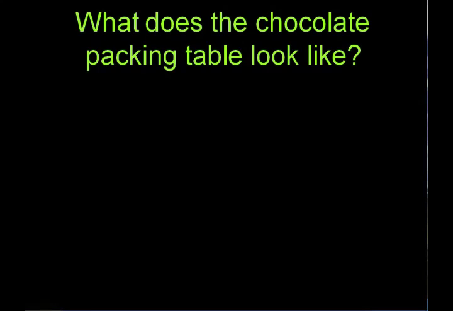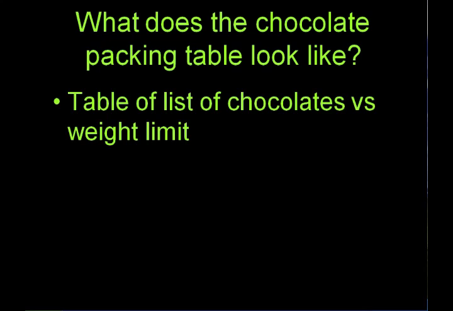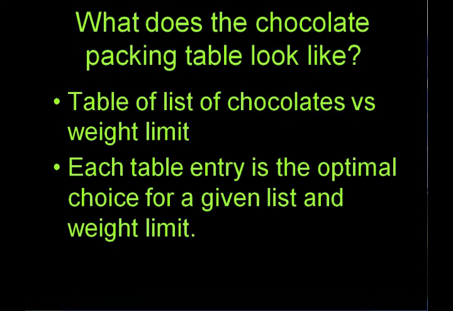So in chocolate packing, you can flip it around, but one column will be the types of chocolates you can choose from, and one will be the weight. So it's a table of list of chocolates versus weight. Each entry in the table represents the optimal packing you can do for that weight and that list.